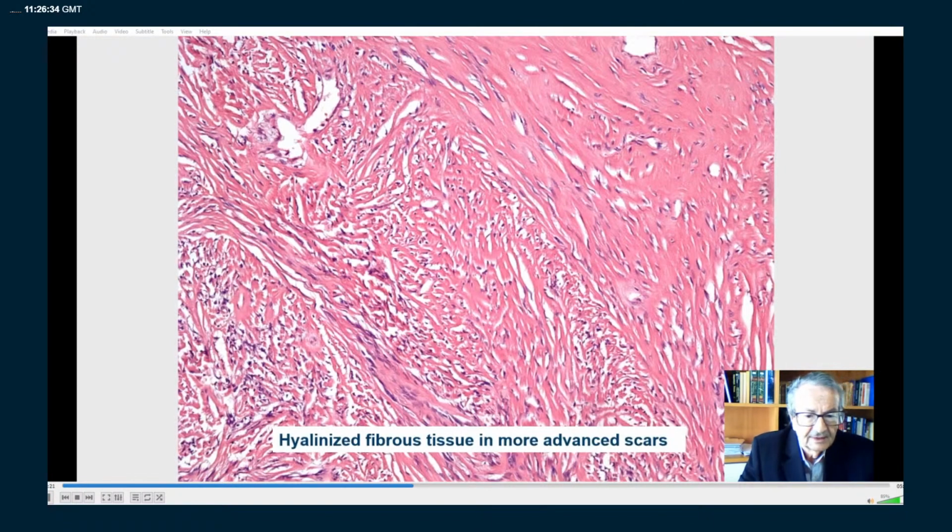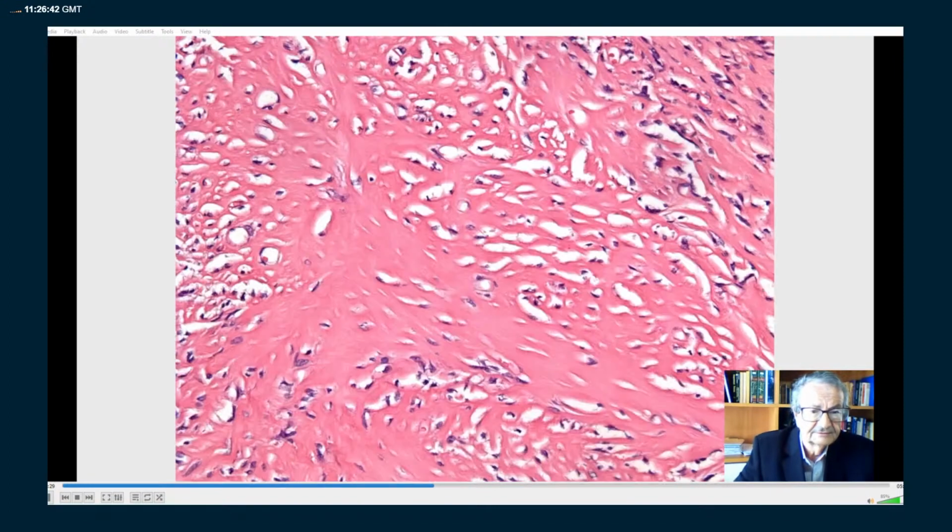Yet, in more advanced scars, the fibrous tissue gets hyalinized. And this is important here. A very extensive area of hyalinized scar is important because the more hyalinized scar you have, the more stricture you have in the urethra.